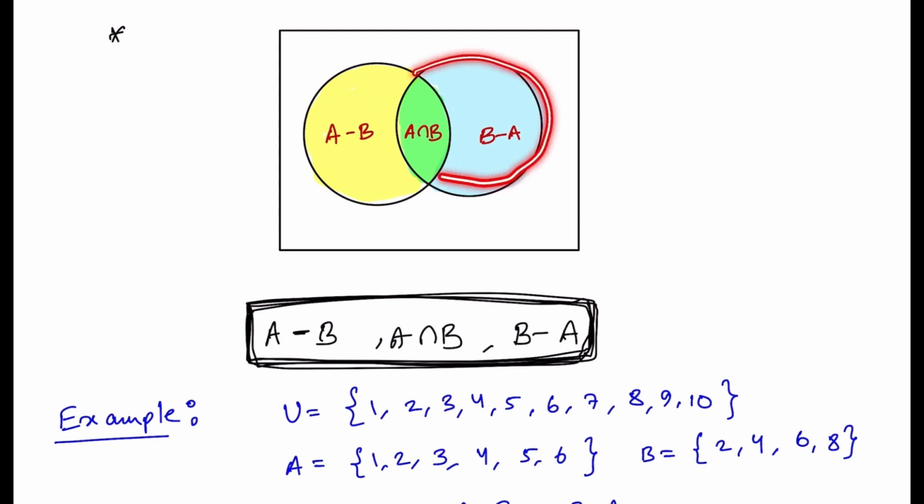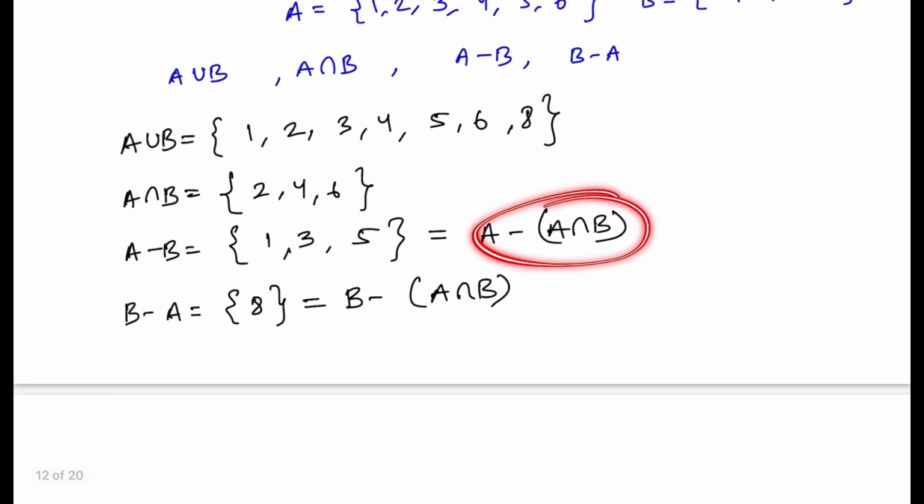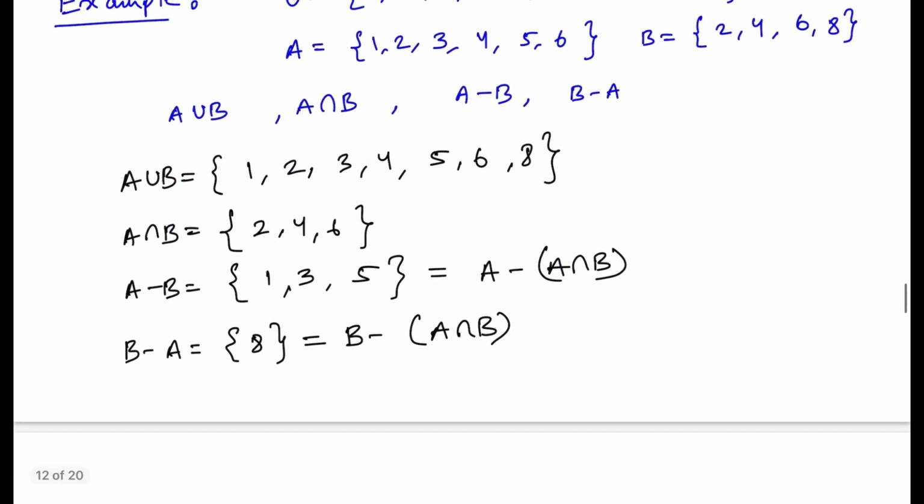Similarly, this is the region of B. So from B, if I remove A intersection B, meaning the common elements, I will get B minus A. From this Venn diagram only, I have come to this conclusion.